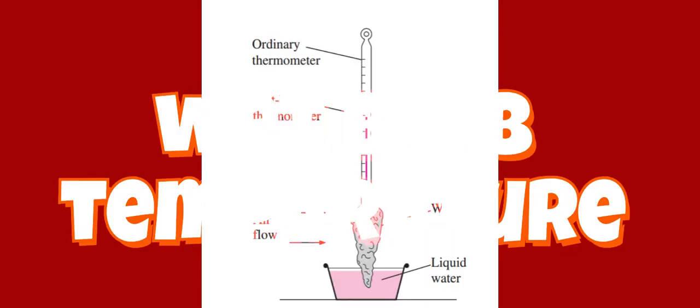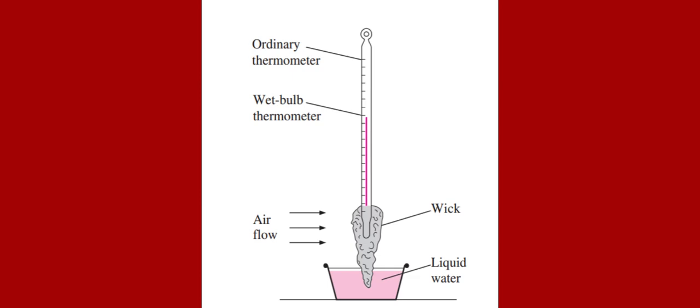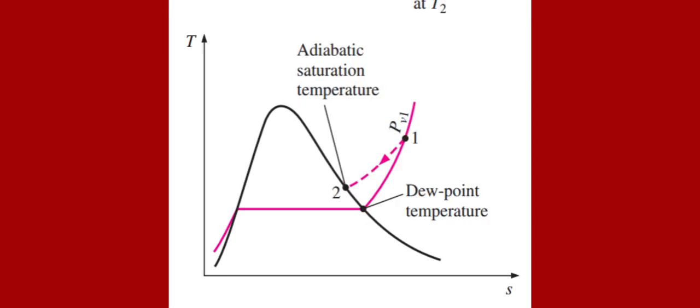Now the second important property is the wet bulb temperature. So when a wick is wrapped over the thermometer and it is soaked in water, and now the unsaturated air is allowed to pass through this wick, what happens actually? This unsaturated air, when it passes through this wick, the water in contact with the wick gets evaporated and it takes the heat of evaporation from the water. So the temperature difference between the air and water is responsible for the heat transfer.